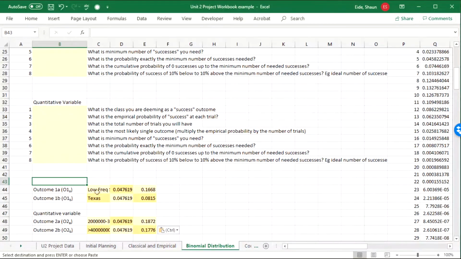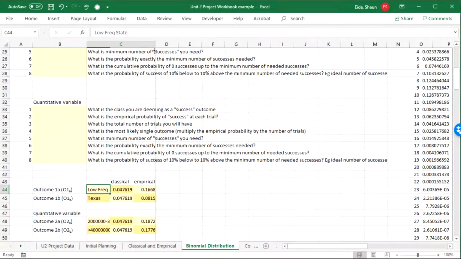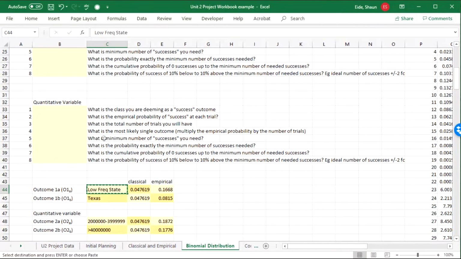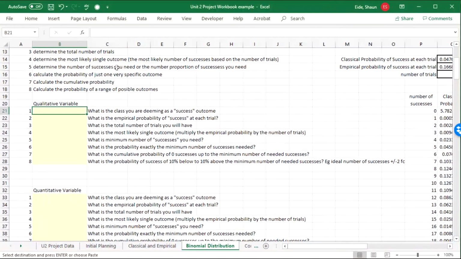So I want to know, what is the probability if I randomly choose one company? This right here, once again, is classical, and this is empirical. And anytime that we have empirical probability, it is always better to use the empirical probability. So I just want to really emphasize that if you have empirical probability, you should definitely use that before you use classical. So I'm going to look at empirical probability specifically for what is the probability of me randomly selecting a company and it being from a low frequency state.